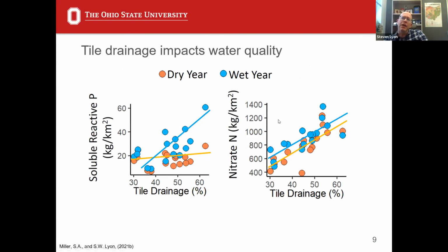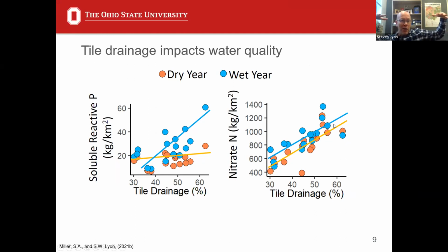Again, here on the left, we see the response for the soluble reactive phosphorus, the phosphorus coming out of the watershed, and here on the right, the nitrogen response. And what do we see? If we start with the nitrogen, for the orange dots, the dry year response across those 14 watersheds, and for the wet year response, the blue dots, we see kind of the same thing, don't we? As you have more tile drainage in your system, you see a general increase in the loading of nitrogen. And it doesn't seem to vary if it's a wet or a dry year.